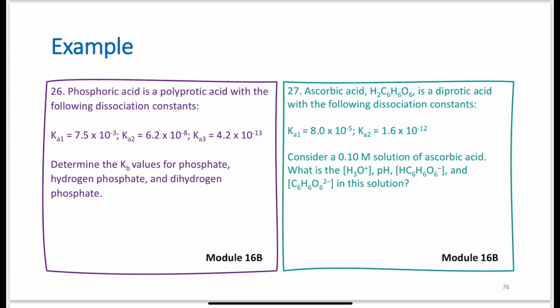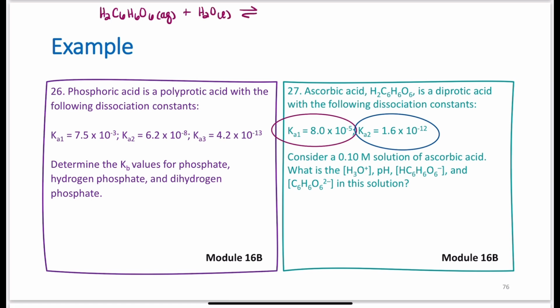Okay. First up, let's just think about what each of these things means. This is losing the first proton. This is losing the second proton. So let's go ahead and write it out. Try to lose that first proton: H2C6H6O6 plus water forms HC6H6O6 minus plus H3O plus. Again, I've lost one proton.